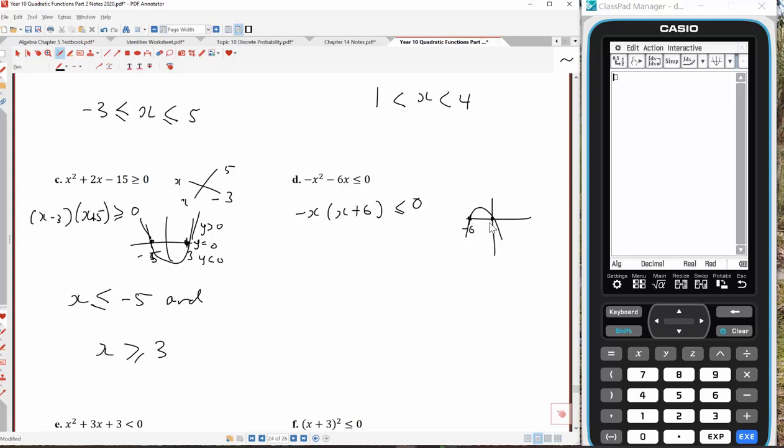All right, so it's going to be 0 there, and less than, so this along the line is when y is equal to 0, above the line is when y is greater than 0, below the line is when y is less than 0. So it's there and there. The answer to this is going to be when x is less than or equal to -6, and when x is greater than or equal to 0.